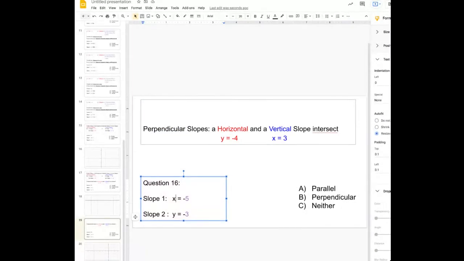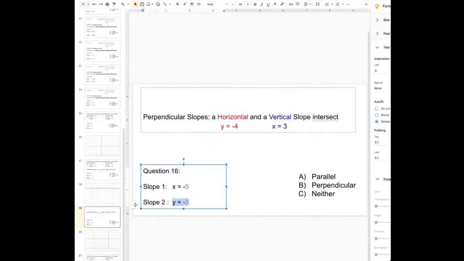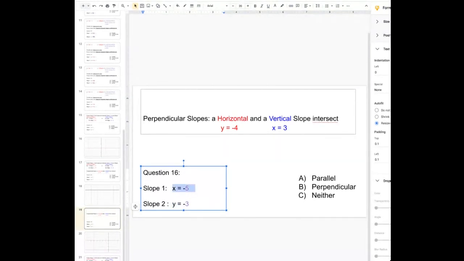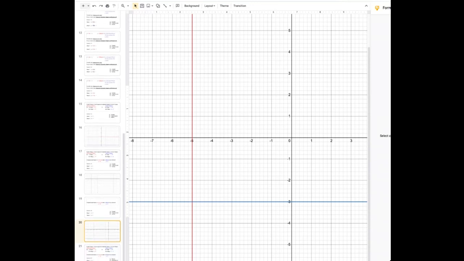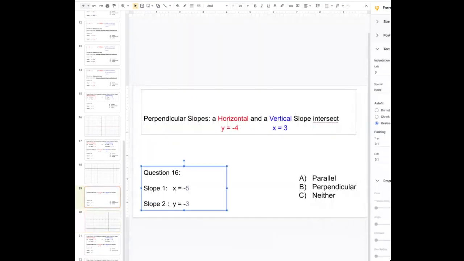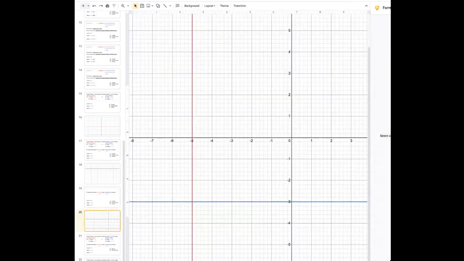Same thing as this example. Here you have x equals -5 and y equals -3. So you have a horizontal line and a vertical line, and this is how it's going to look. The one in red is x equals -5. It's vertically going up and down, and the horizontal slope is y equals -3. It's going from left to right, intercepting the y-axis. Okay, that makes sense. Once again, that's how you graph x equals -5 and y equals -3.